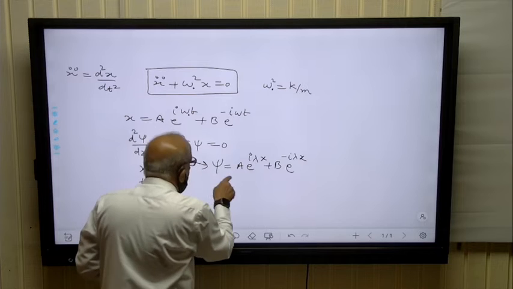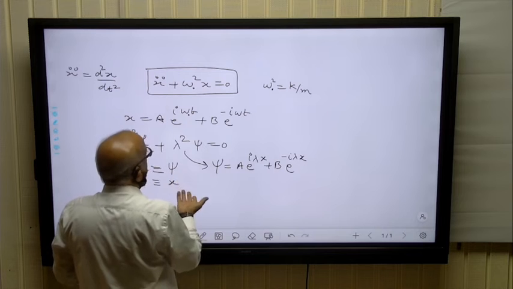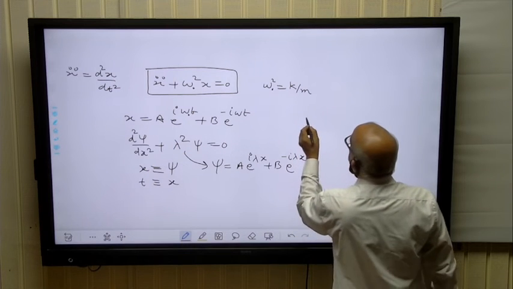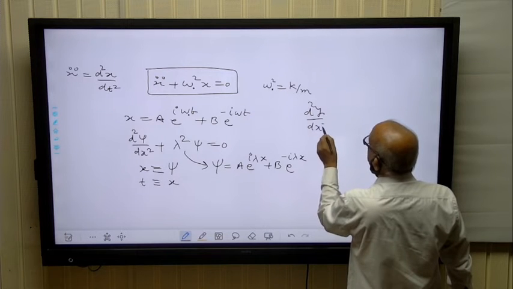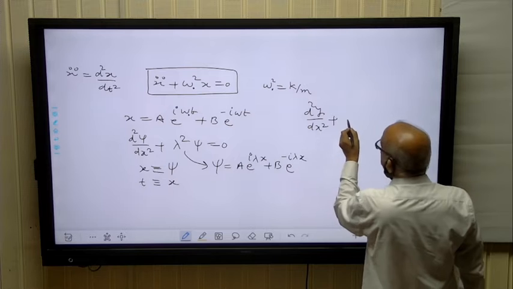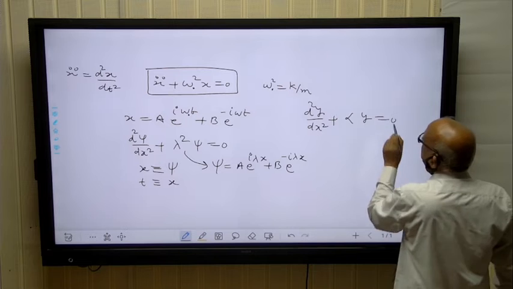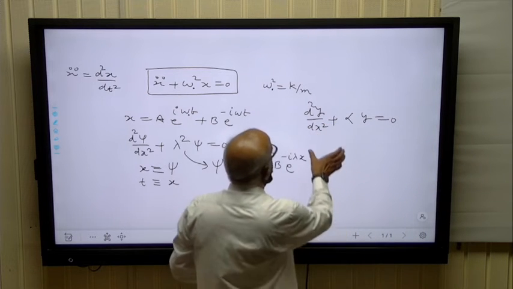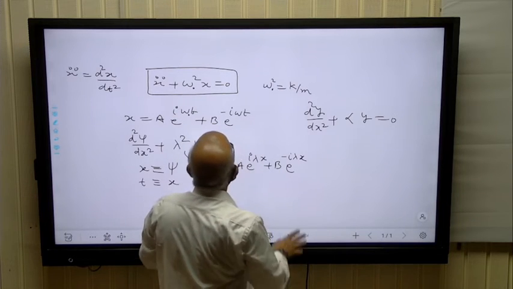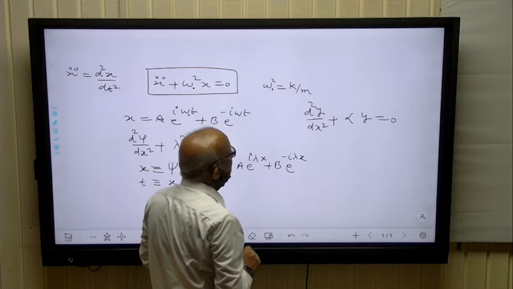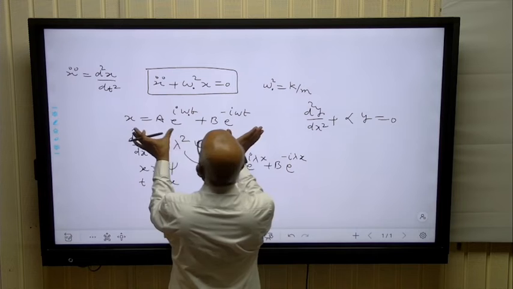This is the solution of this equation. Another, if I write this equation, it also has the nature of simple harmonic motion. Therefore, its solution will also be identical to this.